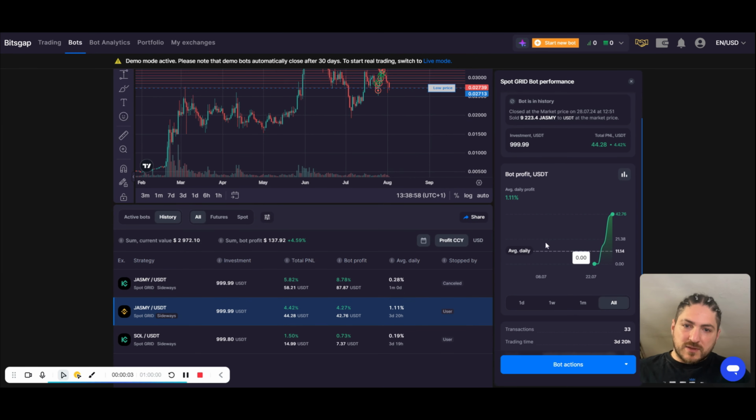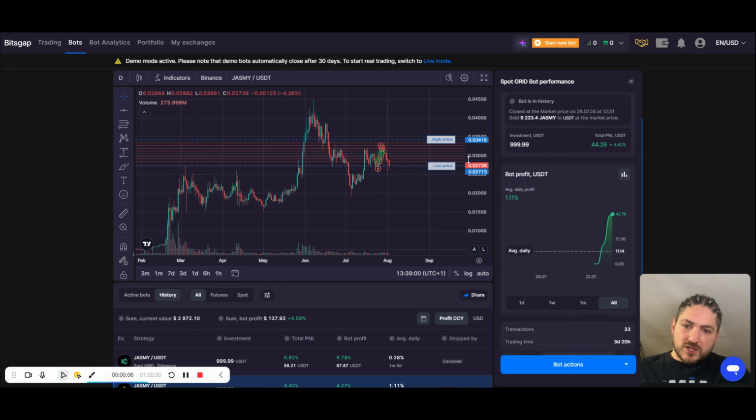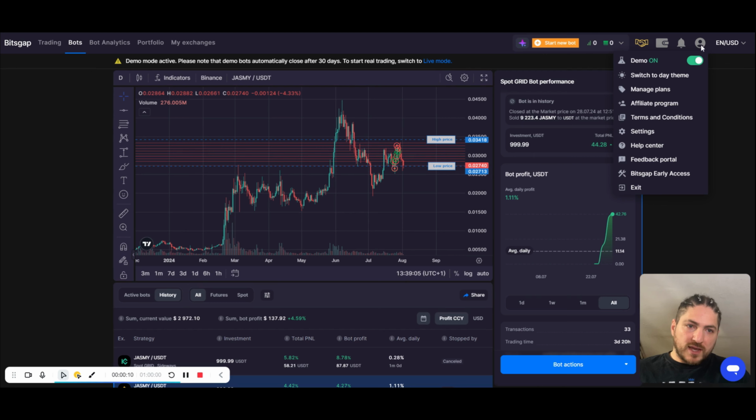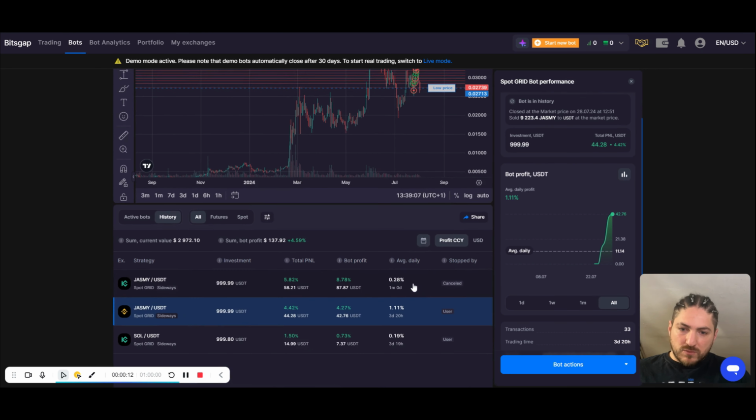This is the Bitsgap backend. As you can see, you got your graph, and I'm currently on my demo account. So I'm going to show you 3 bots. I will take you to one of my trial live accounts. They run on a strategy that I'm trialing out at the moment.